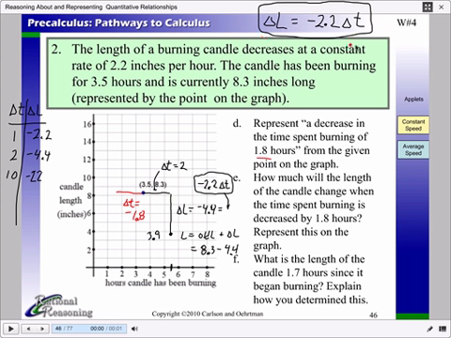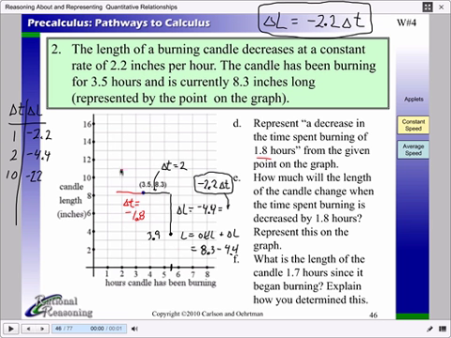Okay, so now using this, we can get the change in L. Our delta T is negative 1.8. Every hour it's changing 2.2, and we have 1.8 hours, so you multiply. This maintains the sign, because negative 2.2 times negative 1.8 is what? Positive 3.96. Does it make sense that it should be positive? In the context, why should it be positive? We're going back in time, so the candle should grow longer.